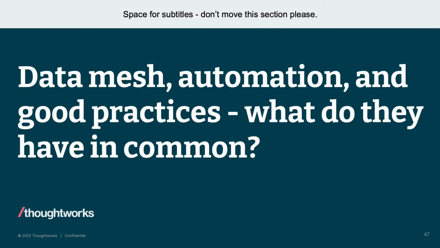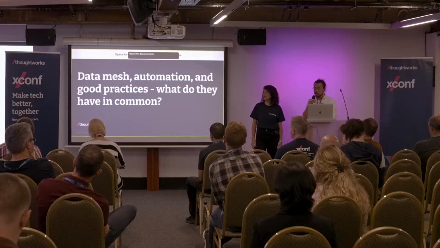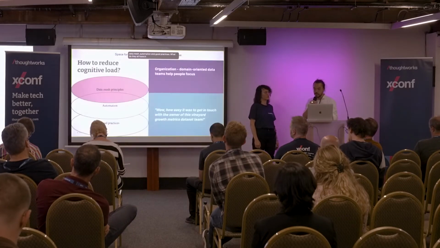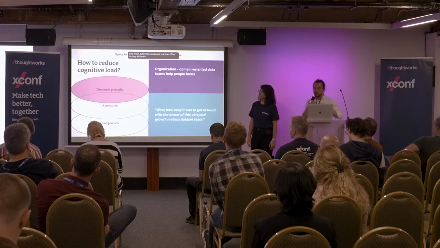So finally, to start summarizing, we've talked about three pillars: data mesh, automation, and good practices. What do they all have in common? They help us reduce cognitive load and make the teams a bit more effective. And they're doing it on multiple different levels.